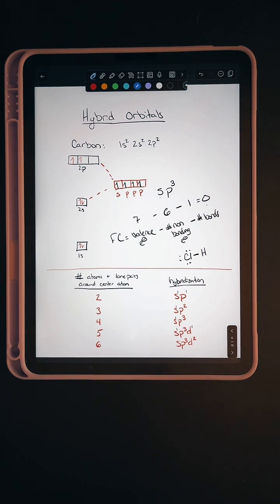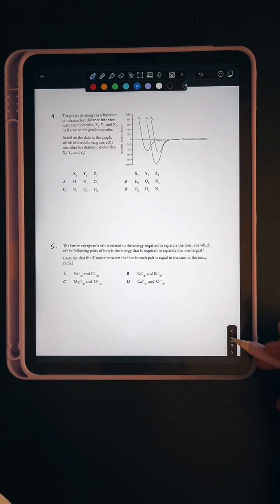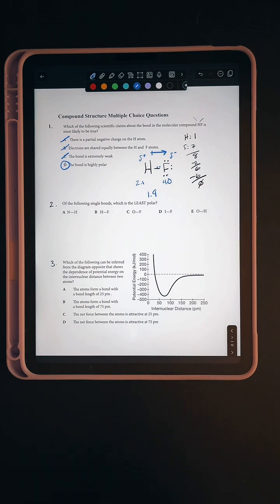I'm learning a lot. Yay, I'm glad. This is the fun part of chemistry where I get to help people learn.